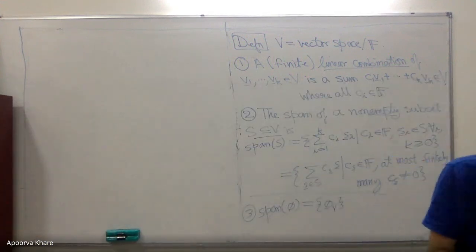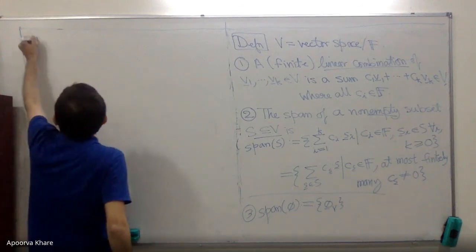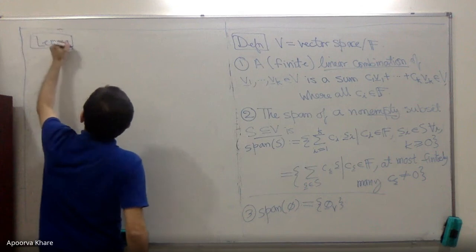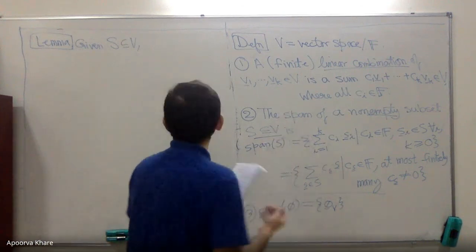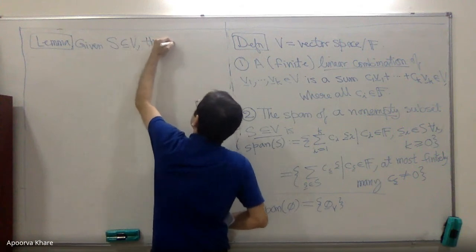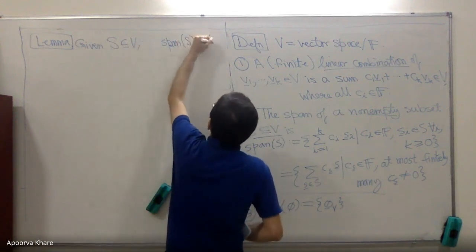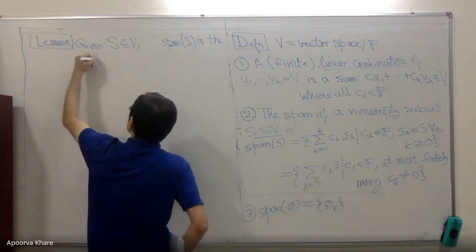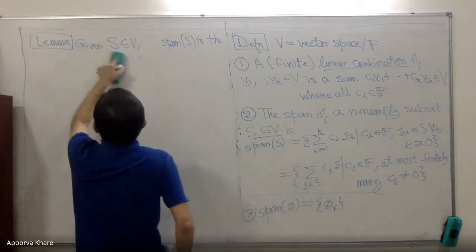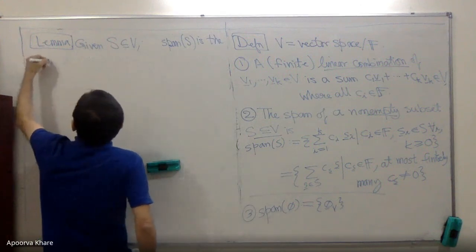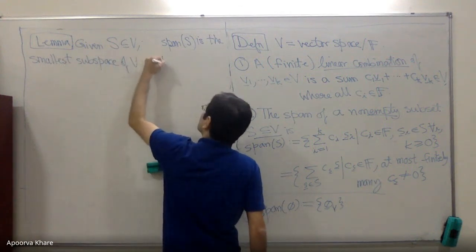Fine. And in fact, again, we can do something like this biggest, smallest thing. Lemma. This is fairly easy, so it's called a lemma, I guess. Given any subset S of V, either the empty set or non-empty set, the span of S is the smallest subspace of V containing S.